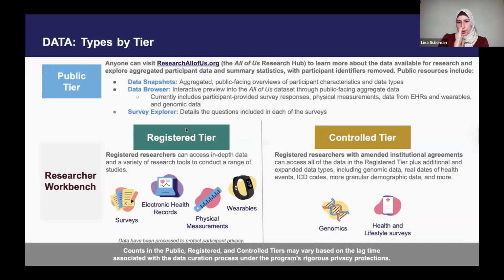Now, let's look at the difference between the register tier and the control tier, because some people will be interested in knowing what the difference is. So for the register tier, again, we have survey, healthcare EHR data, physical measurements, and wearable. Again, the dates in the EHR and I believe also in the survey have been shifted. The shift is not a random shift. So some people who are, for example, conducting longitudinal analysis will ask, well, is this going to mess up my analysis?